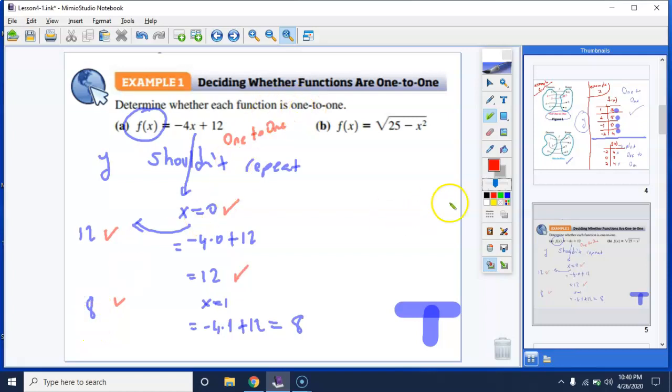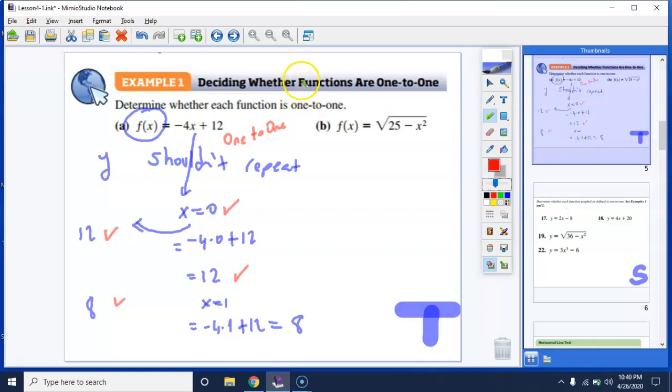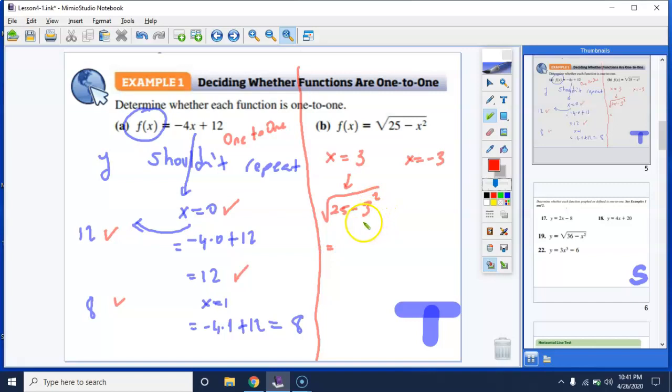But on this one, it's not going to happen. Okay, folks, let me show you that. Let's plug in x equals 2 and x equals negative 2. And let's see what happens. Let's plug in negative 3 and 3. Let's see what happens. So it's going to be the square root of 25 minus 3 squared. So this is 9, 25 minus 9, the square root of 16, which is 4. Have a look at this one.